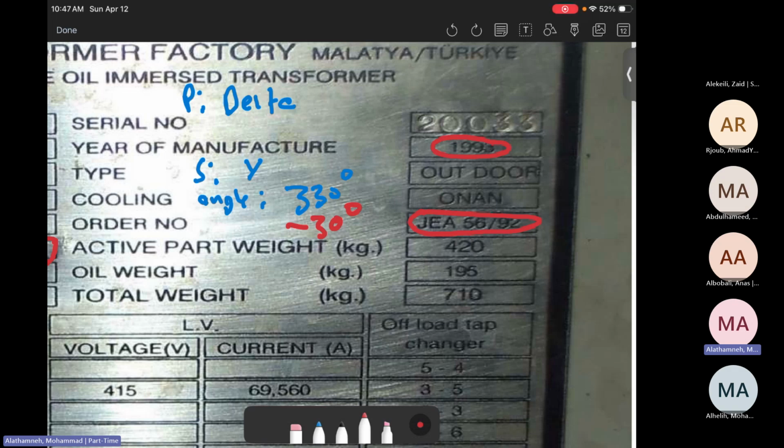The other thing is the oil weights. Here is the oil weight in kilograms, and the active part weights in kilograms, the net weights, including everything.